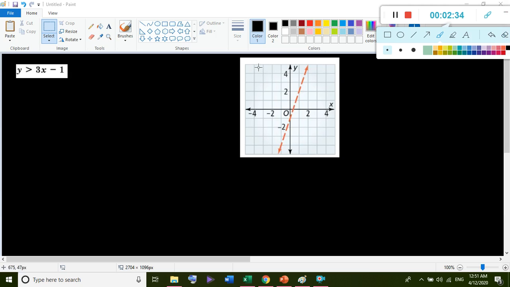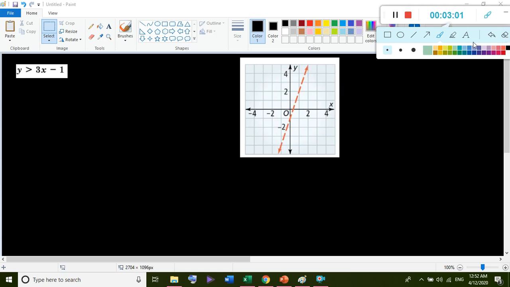Now we have one more point to know. If we have an inequality with the signs greater than or less than, we're going to graph the line as a dashed line. If you have greater than or equal to, or less than or equal to, with the equal sign, you're going to graph it as a line without dashes. Just put this point in your mind.